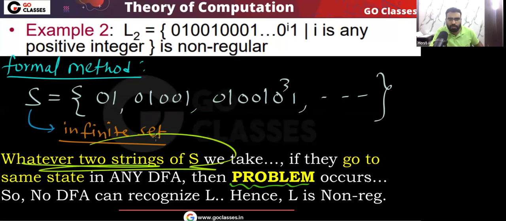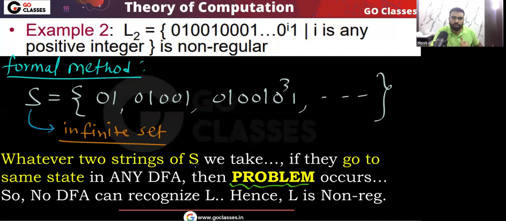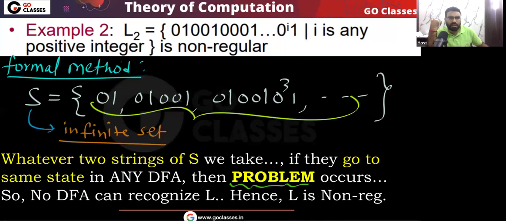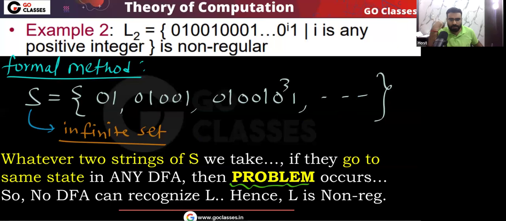Whatever two strings from this set S you give me, I will show you that if they go to the same state in any DFA, then a problem will happen. For example, you can consider 01, 001, 0001, 401. Consider these two strings. Is this clear?